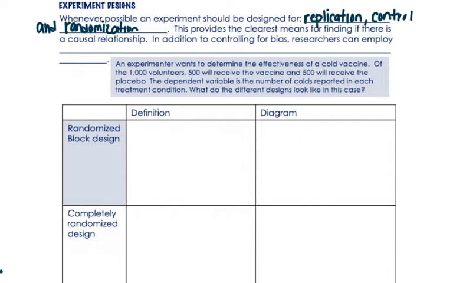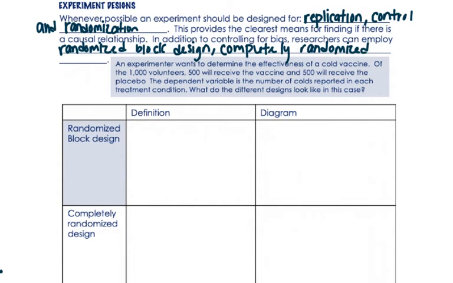In addition to controlling for bias, researchers can employ randomized block design, and I'll tell you what that is in a minute. Completely randomized design, and this one you've probably heard of, double-blind design.